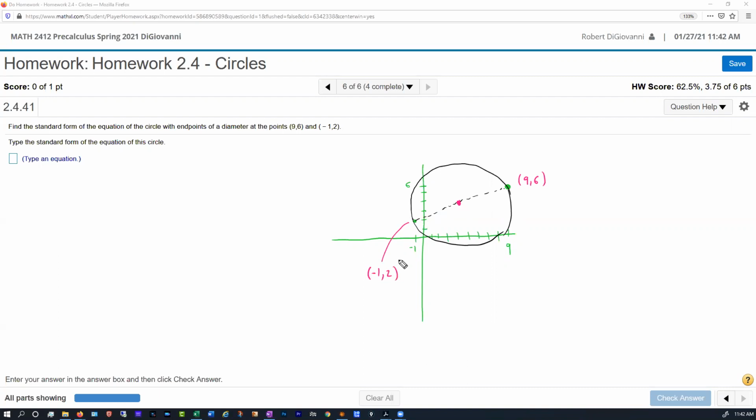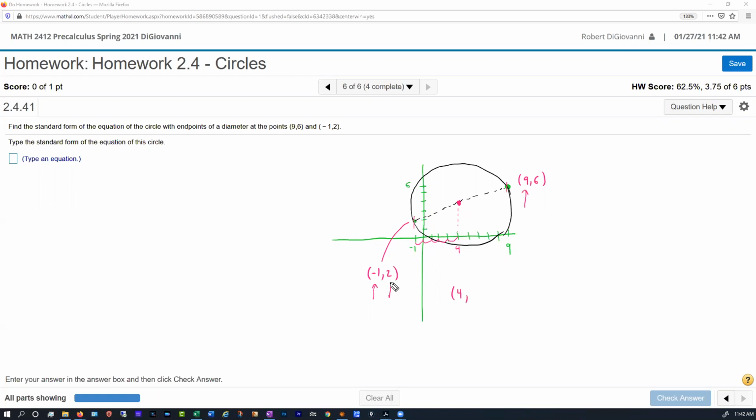So let's figure out what that center point would be. Let me focus just on the x coordinates. I go from -1 all the way to 9. That means the distance from here to here must be 10. So halfway would be 5, right? So what would 5 units from here be? 1, 2, 3, 4, 5. That should put me at 4.